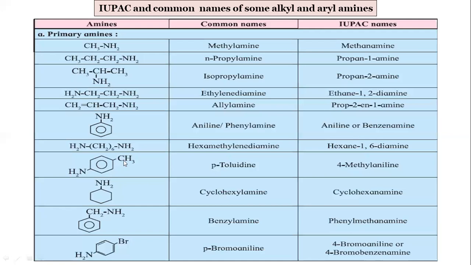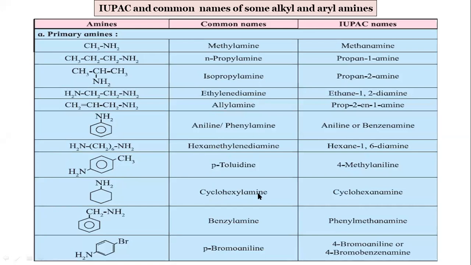This is the aniline structure, NH2 and benzene. In this example, we already know this is the parent aromatic compound. Then in the next example, an NH2 group is attached to a ring. This is not benzene. This is a cyclohexane ring. So the common name is cyclohexylamine.